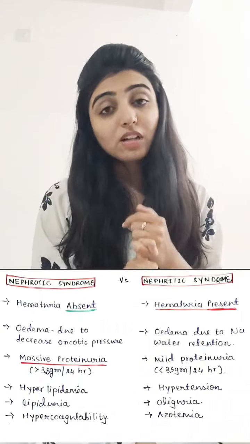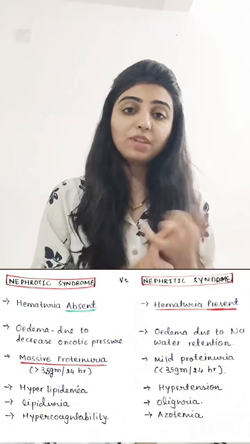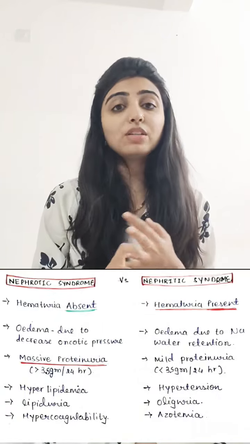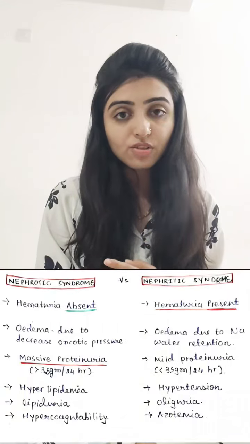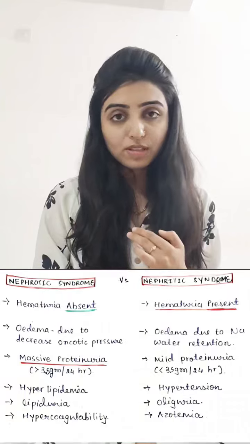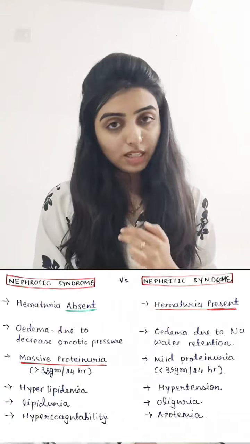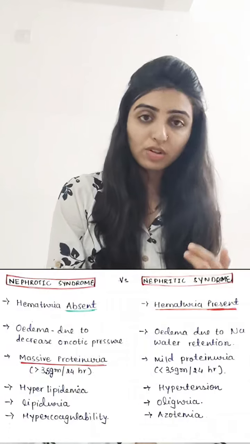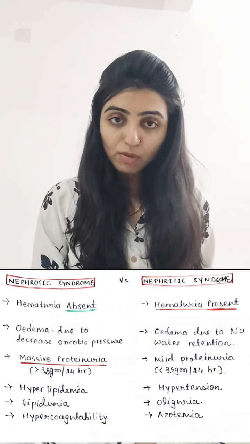Now whenever there is less protein in the body, that means there is less oncotic pressure, and less oncotic pressure means water moves into the interstitial fluid, so it leads to edema. Okay, so first is massive proteinuria, second is edema which occurs due to less oncotic pressure due to less protein. Okay, now third is hypoalbuminemia.